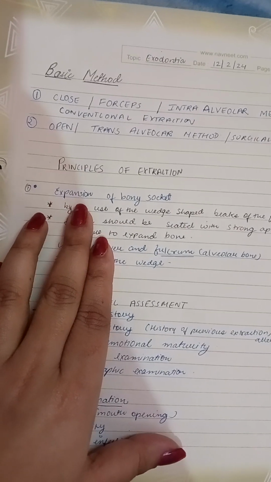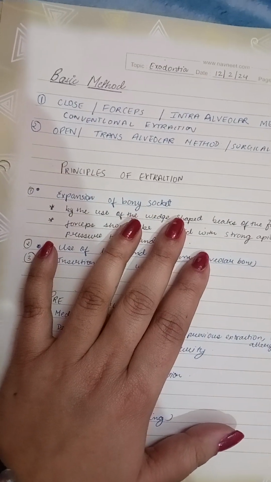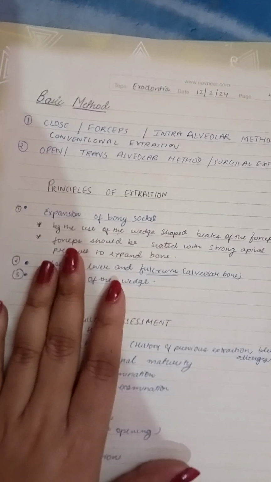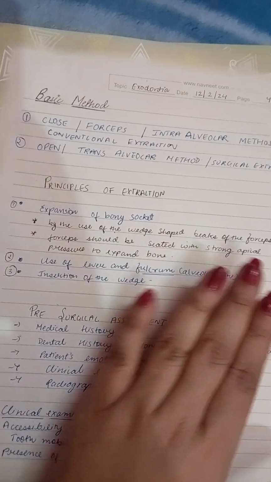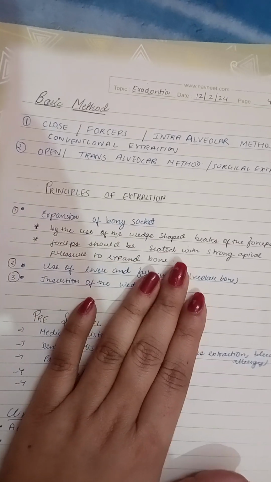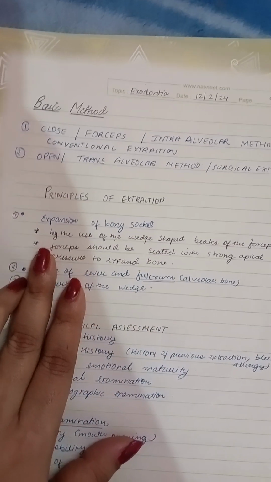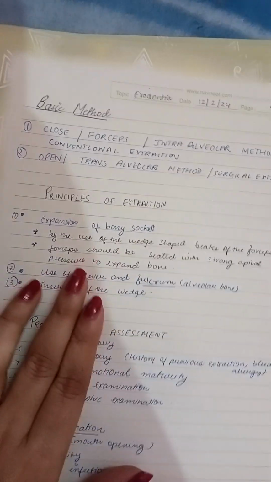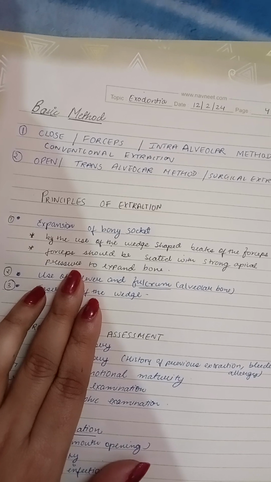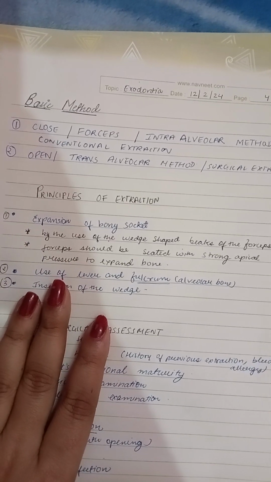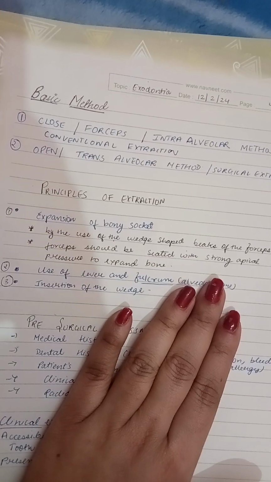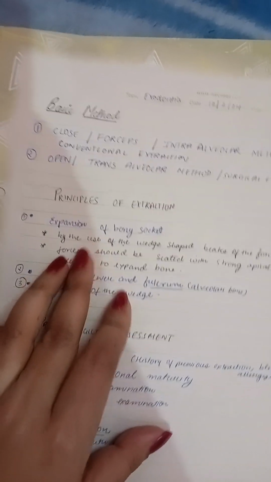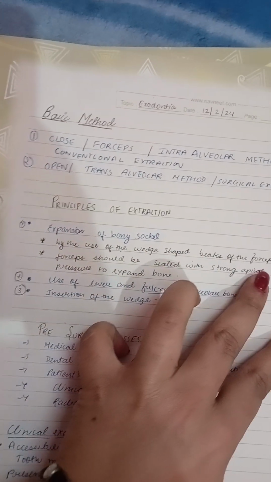First one is expansion of bony socket. How does that happen? By the use of wedge-shaped beaks of the forceps. Forceps should be seated with a strong apical pressure to expand the bone. We should always remember that. Then use of lever and fulcrum, in which alveolar bone acts as a fulcrum, and third is insertion of wedge, that is same as this, by the use of wedge-shaped beaks of the forceps.